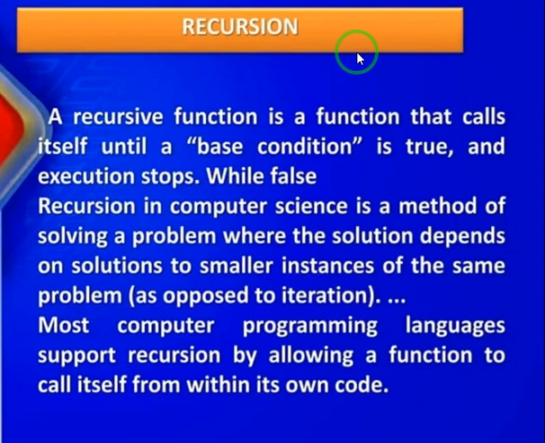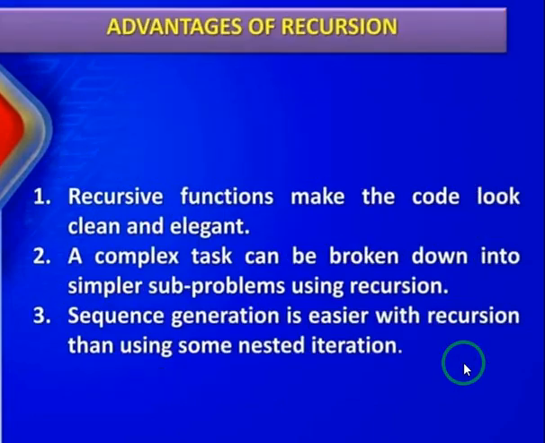Now, what is recursion? A recursive function is a function that calls itself until a base condition is true, and the execution stops. Recursion in computer science is a method of solving a problem where the solution depends on solutions to smaller instances of the same problem. Most computer programming languages support recursion by allowing a function to call itself from within its code.